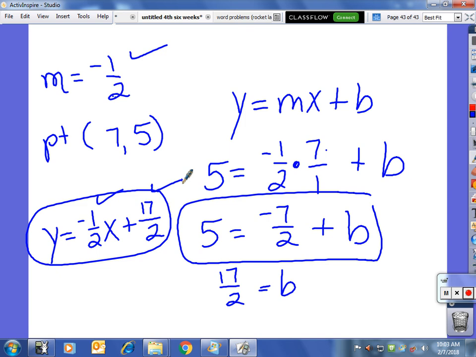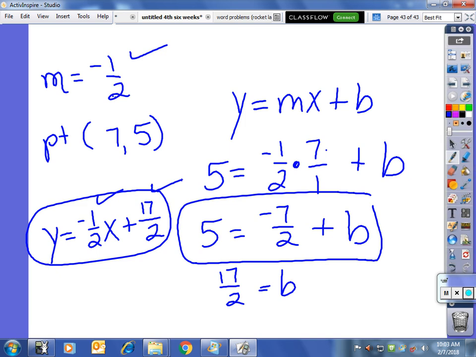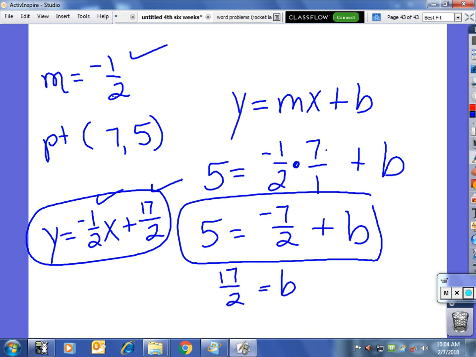But I want it in standard form. So what am I going to do? Multiply everything by 2. That's going to be 2y equals negative x plus 17. When I multiply by 2, it's going to cancel out the dividing by 2. So that's just left with negative 1 in front of x, and this is just 17. And I'm almost done. Now move that negative x to the other side, and you get x plus 2y equals 17.